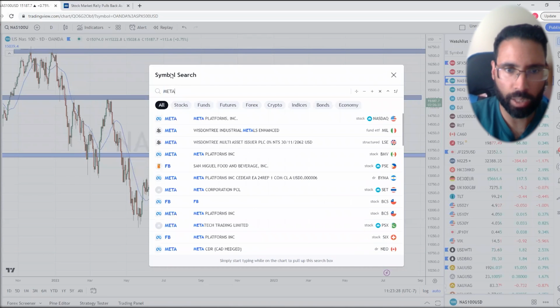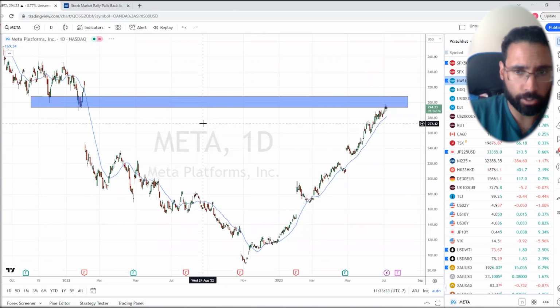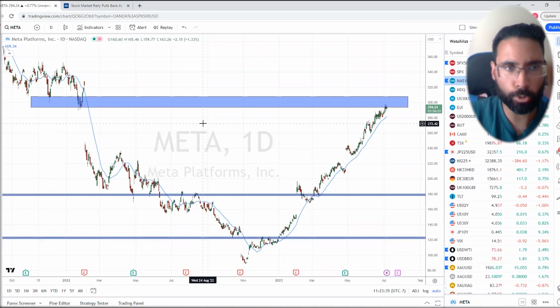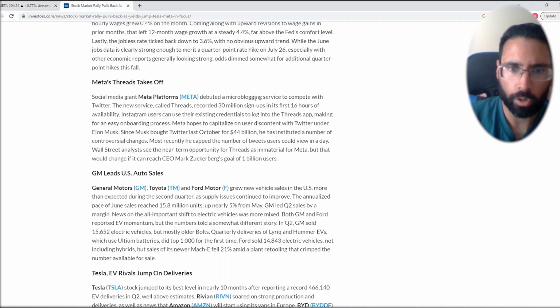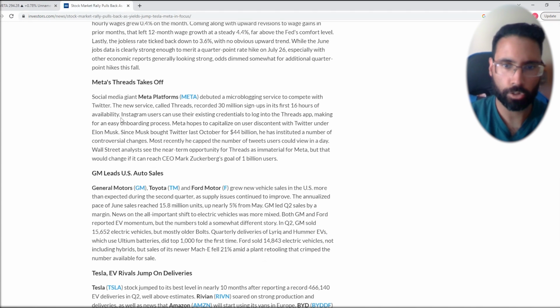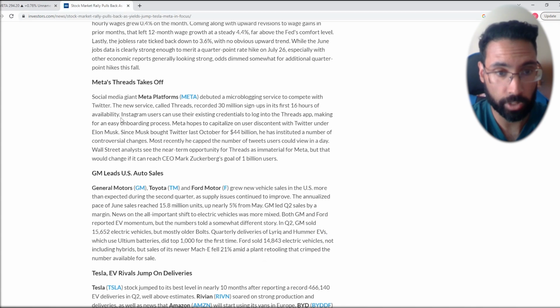And it's a gap level that I think a lot of people are watching. And as I said, Meta is in the news. A lot of people are talking about Threads, a micro-blogging service to compete with Twitter. The new service is called Threads, and it recorded 30 million signups in its first 16 hours of availability. Instagram users can use their credentials to log into the Threads app. I'm sure a lot of you on social media, on Instagram, have seen a lot of people post that they are on Threads now. I know I certainly have as well.